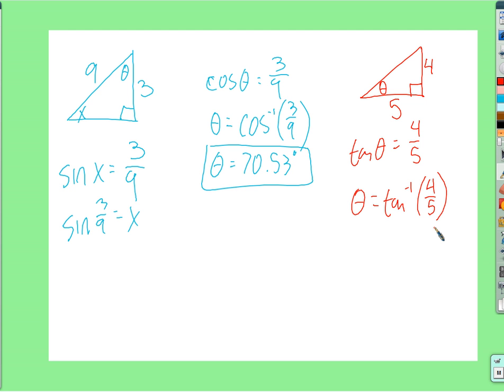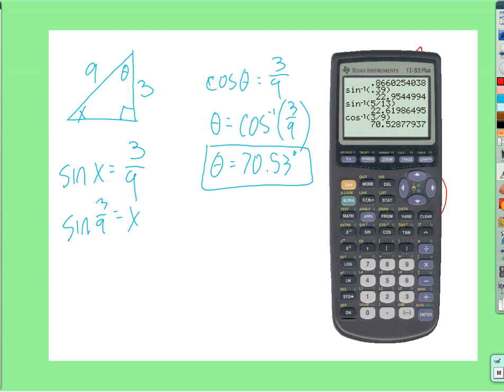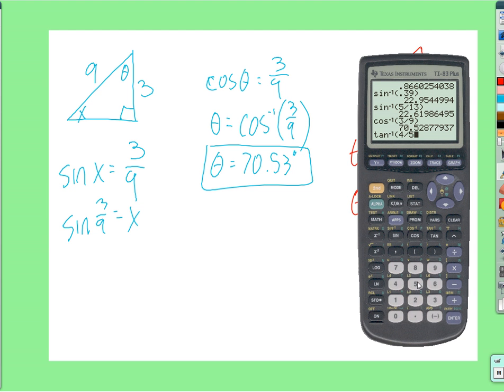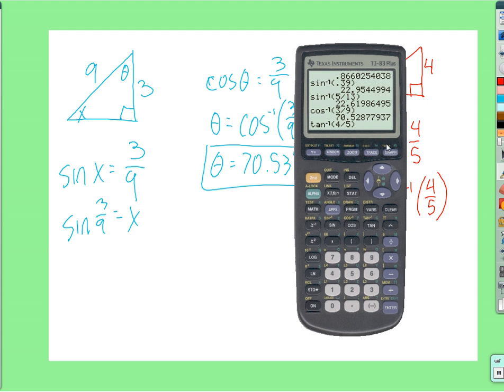Your calculator says 0.67, right? Yeah. And I did inverse tangent of 4/5, and you got 0.67, and I got 38.6. What's going on?